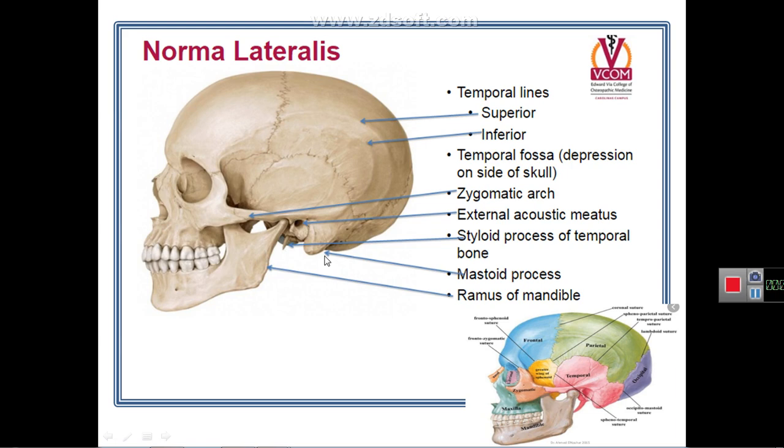The norma lateralis also shows this process, which is called the mastoid process, which is part of the mastoid temporal bone. Here we are seeing two parts of the temporal bone. This piece is called the squamous temporal bone, while this piece is called the mastoid temporal bone, which shows a prominent process called the mastoid process. The mastoid process lies posterior and inferior to the opening of the ear, which is the external auditory meatus.